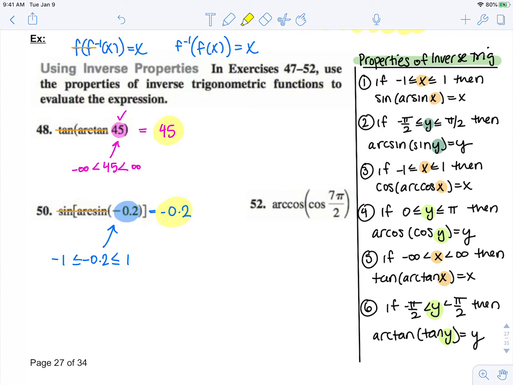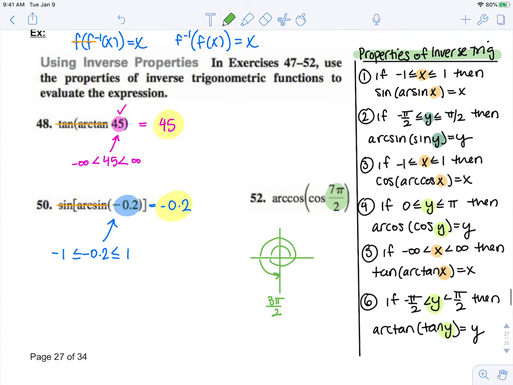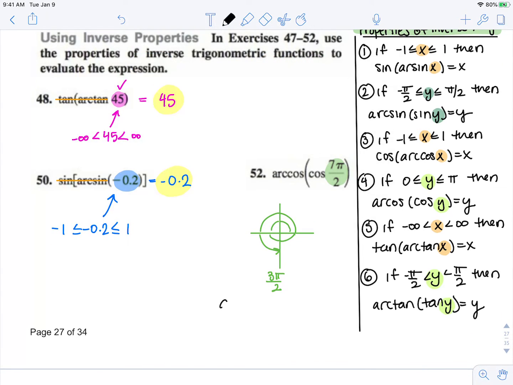Now, number 52 is a little different. Our inside function is cosine of 7 pi over 2. So let's think about our unit circle and figure that out. 7 pi over 2, 1, 2, 3, 4, 5, 6, 7 is actually 3 pi over 2. And so this is actually finding arc cosine of cosine of 3 pi over 2.